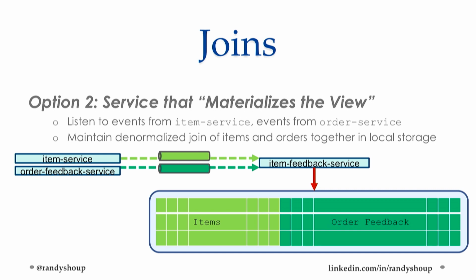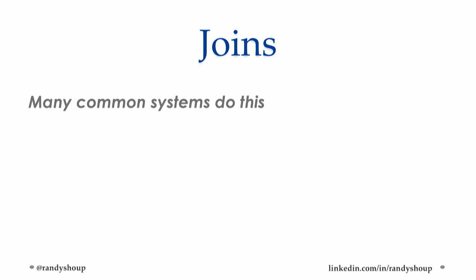We want to aggregate all that data. So in this example, let's imagine that we have an item service which represents the metadata about this build stuff t-shirt item. And let's imagine that we separately have a service which receives that order feedback from our customers. Each of those services could produce events, and we could listen to them and materialize the view, aggregate that join together, and store it locally in this item feedback service. Does it make sense conceptually what I'm talking about? Cool. If it didn't make sense, that's fine.